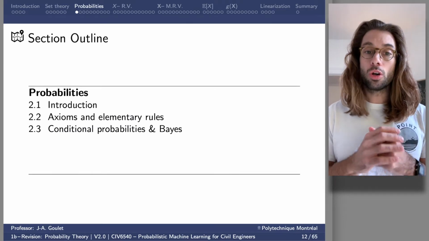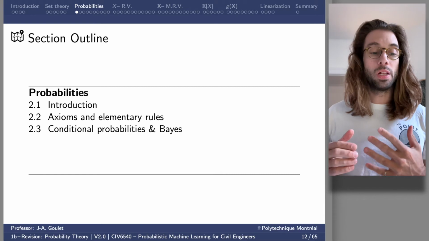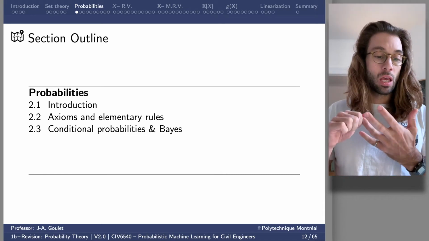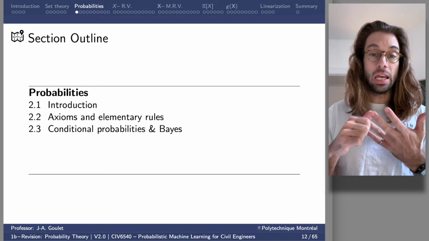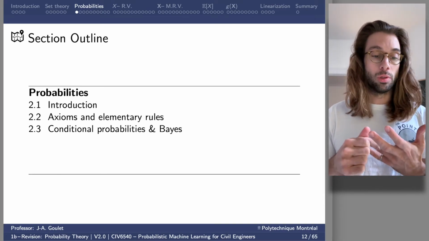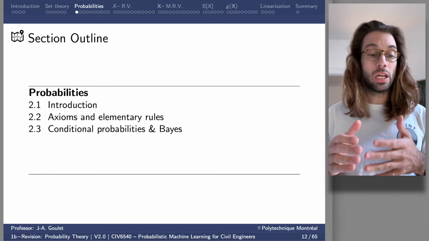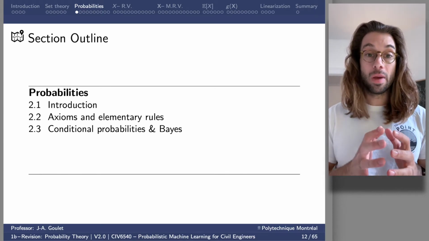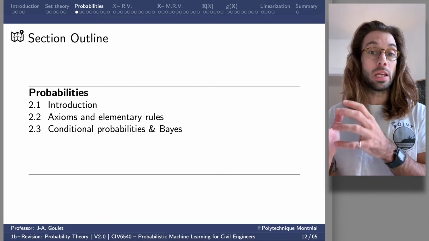Now let's move forward with the concept of probabilities. What is it? We're going to introduce that concept. What are the axioms and the elementary rules associated with probability theory? And then we're going to look into conditional probability and Bayes' rule, which is going to be fundamental for the learning part in machine learning.